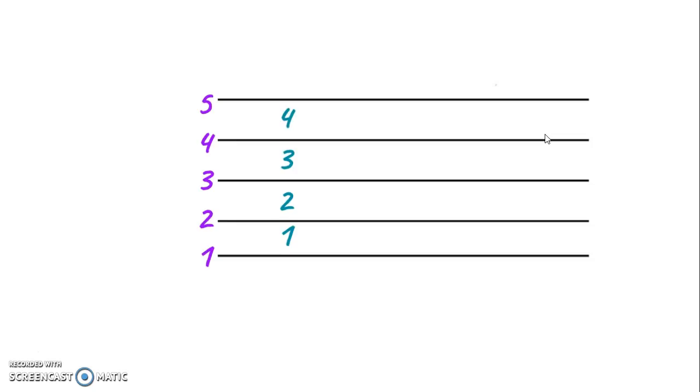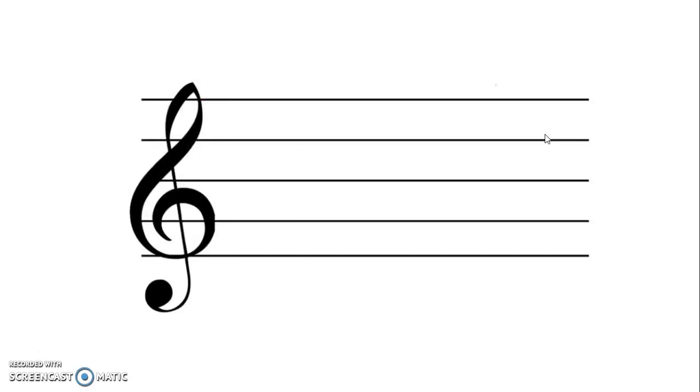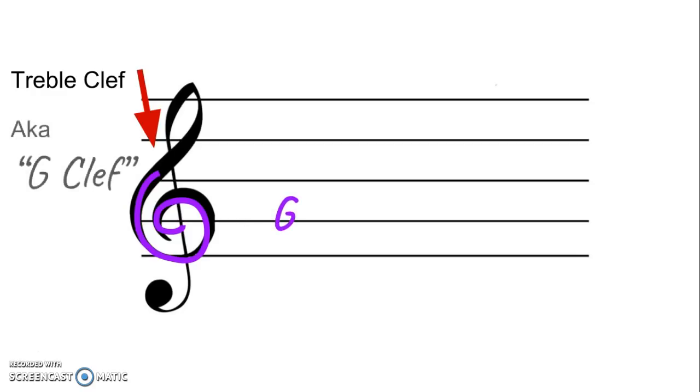Now there are different kinds of clefs that tell you how high or how low you are sound-wise. The first one we're going to look at is your treble clef. Treble clef looks like this. It curls around the second line up, so not the bottom line, but the second line. That line is also G, which is why we also call this clef the G clef, because it wraps around that G.